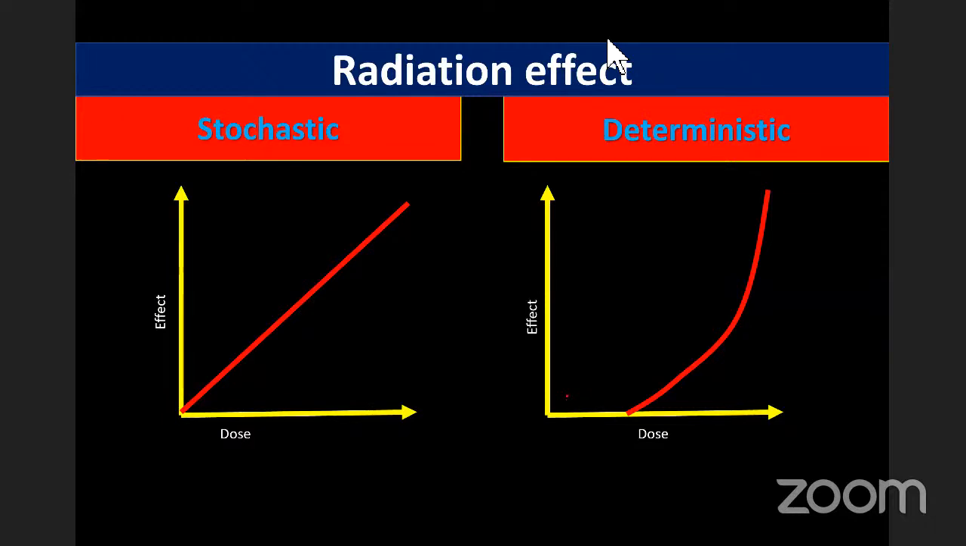So whenever I say there is a threshold, what does that tell you? The severity depends on the dose. Okay, so the more the dose, the more severe it will become. So all these are deterministic effects. Can you give me some examples of deterministic effects? After giving a certain dose, this will happen. So what are these deterministic effects that can happen?